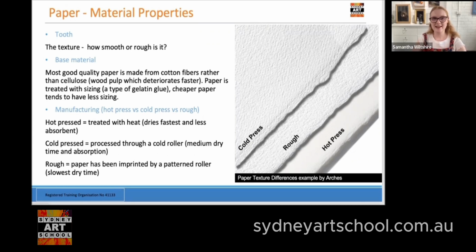Tooth is, in simple terms, the texture of the paper, how smooth or rough it might be. When you look at paper, you'll see that it has oftentimes a bit of a texture, and that texture is what we would describe as the paper's tooth.